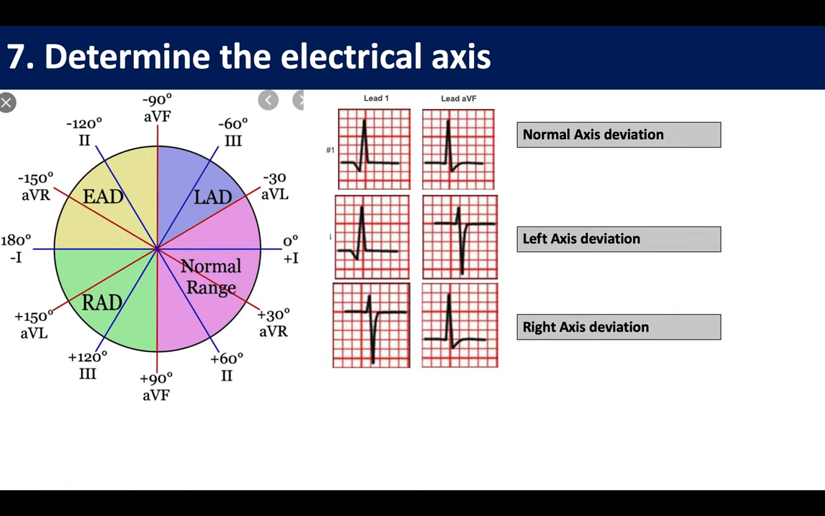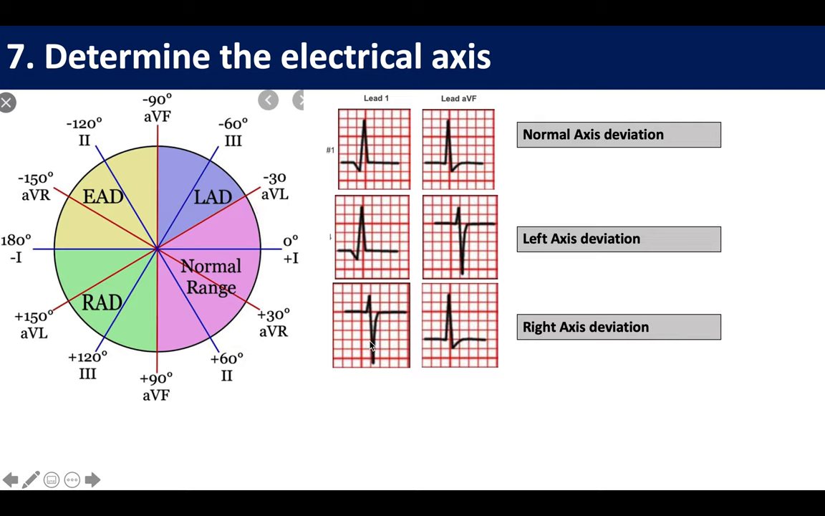If you have a right axis deviation, you would have a negative deflection in lead 1, towards this direction, and a positive deflection in aVF. So we have negative here, and aVF is still positive, so you have a right axis deviation. In the left axis deviation, one more time, lead 1 was positive but lead aVF was negative, so the heart has to lie somewhere here, therefore it was a left axis deviation.